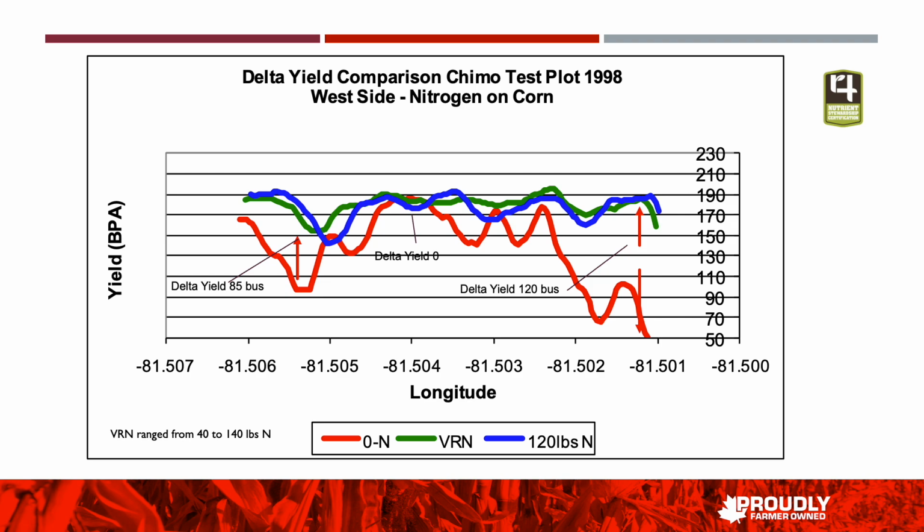And you see at each end of the field, there are these sandy knolls where we got this huge response to applied nitrogen. So 85 bushels at the front of the field, almost 120 bushels at the back. But there are good parts of the field in there where there's very little nitrogen response. So this is the key to understanding nitrogen response in a variable rate environment.